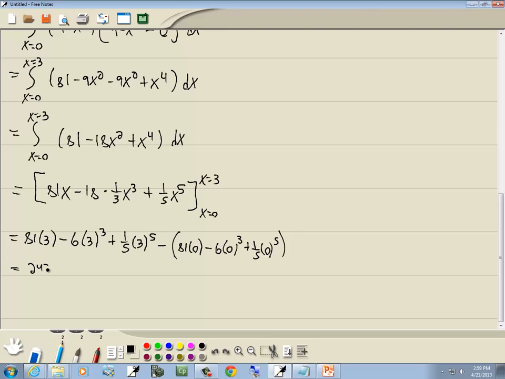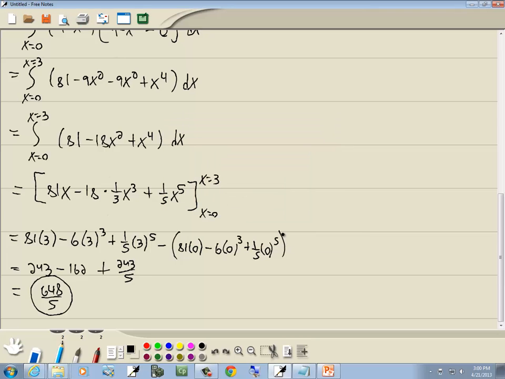This gives us 243 minus 27 times 6. Where's my calculator when I need it? There it is. 27 times 6, I'm being lazy. That's 162. Plus 3 to the fifth, 3 caret 5, 243 over 5. So 243 minus 162 plus 243 over 5. Enter. And we get 648 over 5, assuming I typed it correctly into the calculator and didn't make any basic math errors up above.